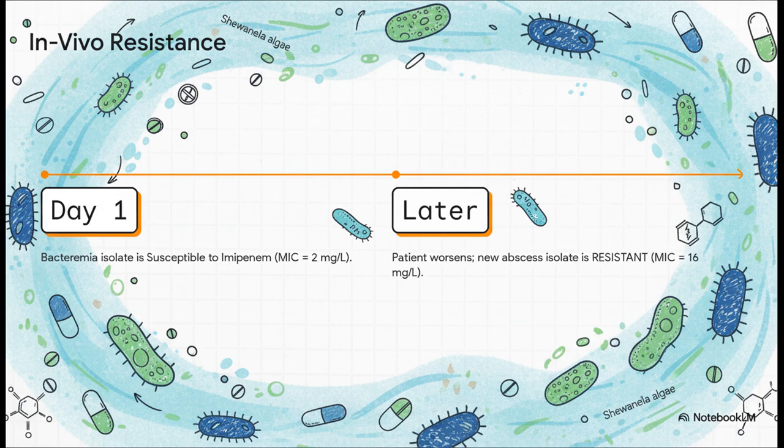So the patient has bacteremia. The initial isolate is susceptible to imipenem, MIC of 2. Great. They start treatment, but the patient isn't getting better. So they find a spinal abscess, they culture it, and boom, the new isolate is resistant. The MIC shot up to 16. That's an 8-fold increase developing right there, inside the patient. It's a huge warning sign, especially for these deep, hard-to-treat infections.